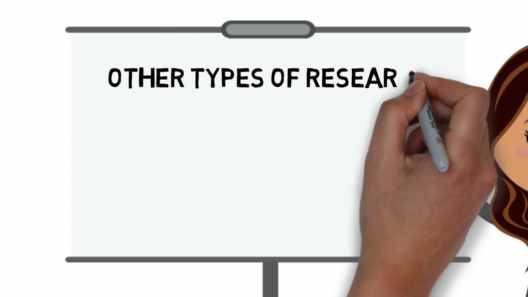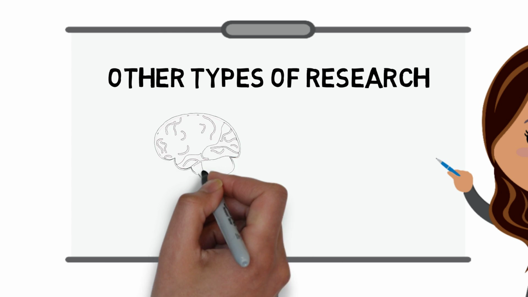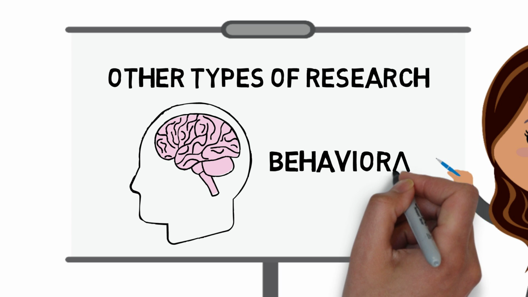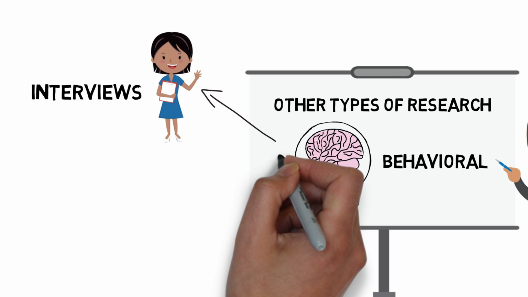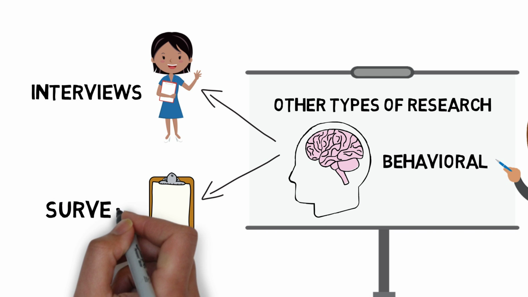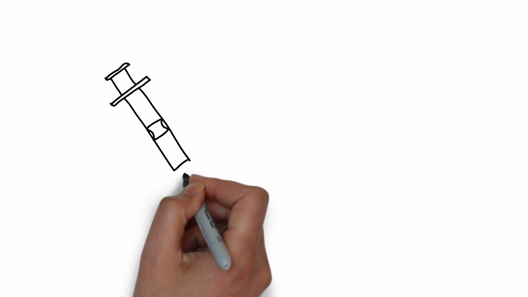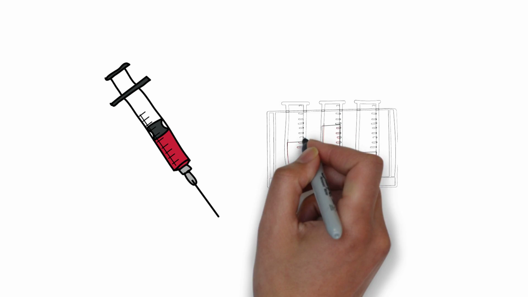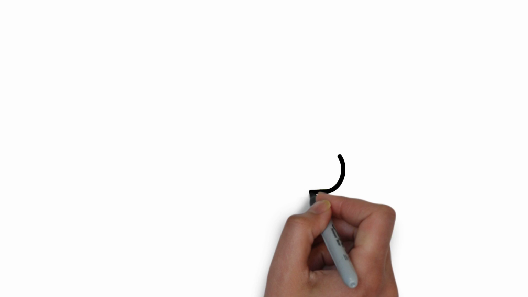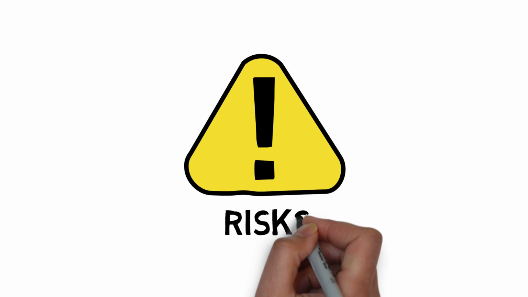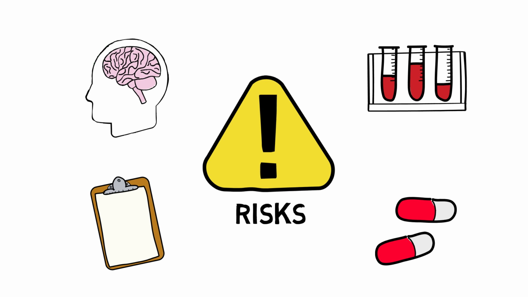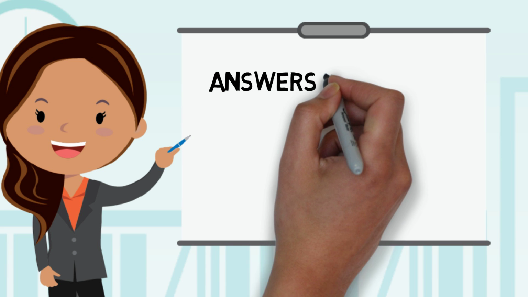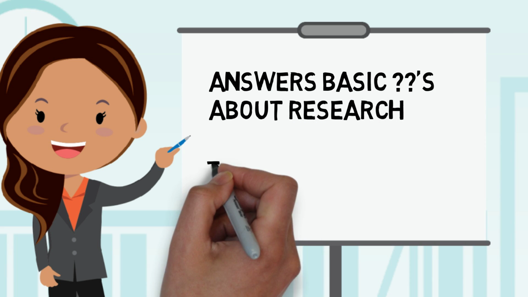There are many other types of research done for other reasons. For example, researchers who want to understand people's behavior may collect information by interviewing them or asking them to complete a survey. Other researchers may want to study blood samples and do so by using leftover samples from medical tests. The type of procedures done in a research study will influence the kind of risks, if any, to which volunteers might be exposed.